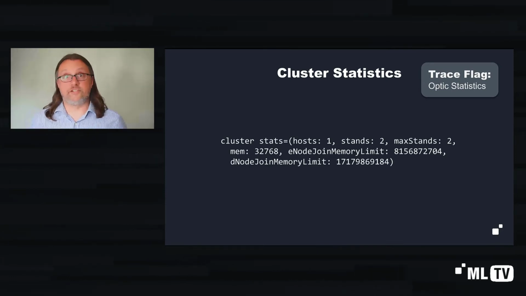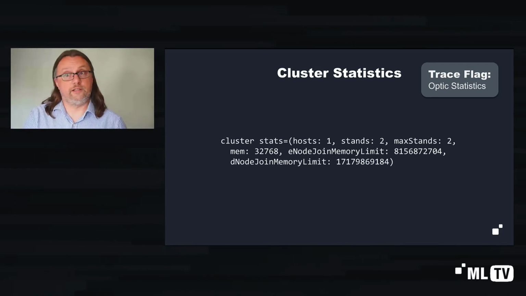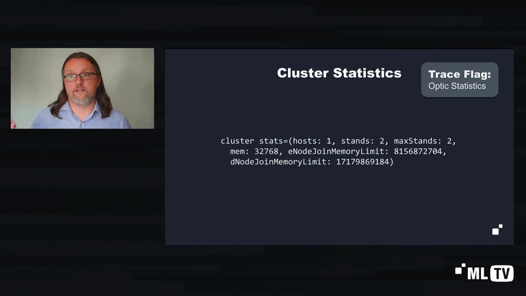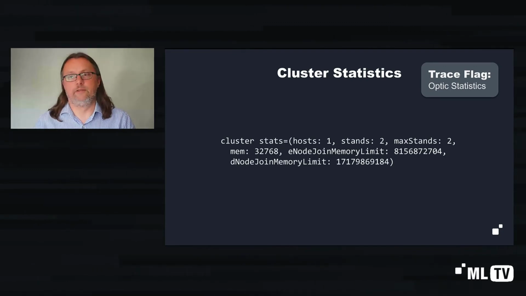This is the cluster statistics that you'll see reported in the logs if you use the optic statistics trace flag. Here you can see I was obviously executing this on a single node cluster, so hosts is 1, stands is 2, and you can see the amount of memory assigned and available to query execution in both those kinds of capacities.